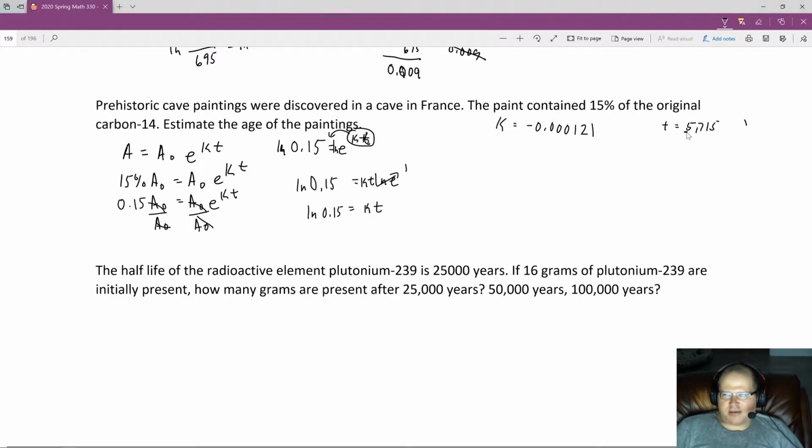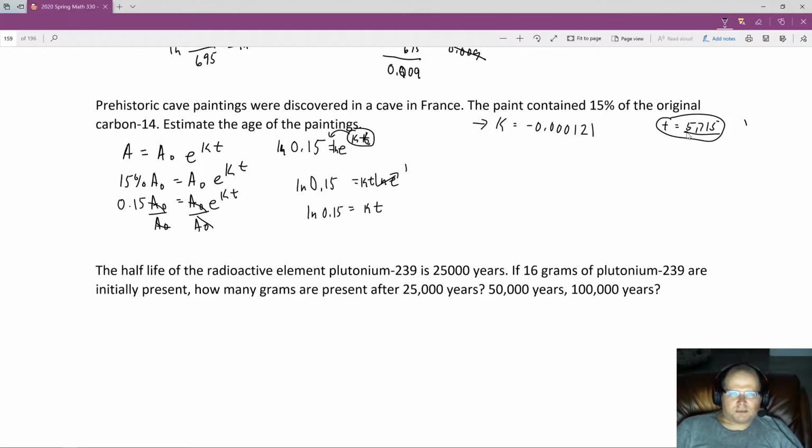There's two pieces of information that could have been given here. One is they could say the half-life was 5,715, in which case that would allow you to solve for k, and when you solve for k, you get negative 0.000121. So I'm going to assume that he's not going to make you solve for this. I did an example of that in the homework where, given a half-life of t, you can solve for k. I'm going to assume that k is going to be given.